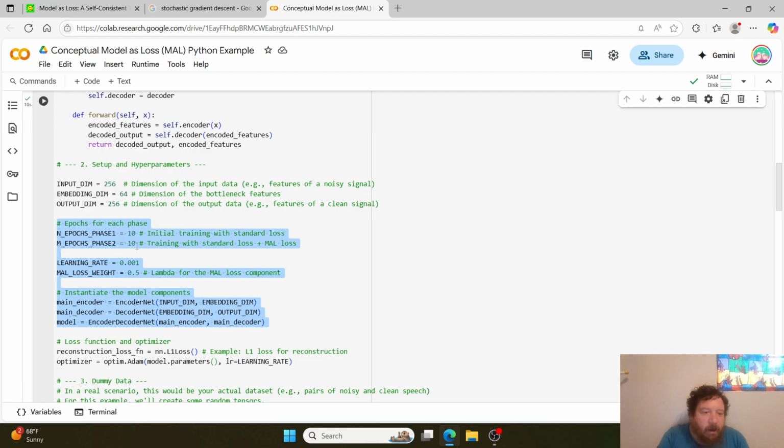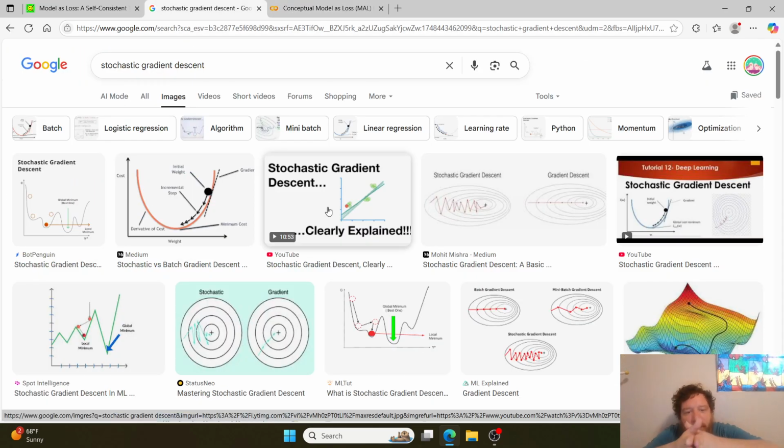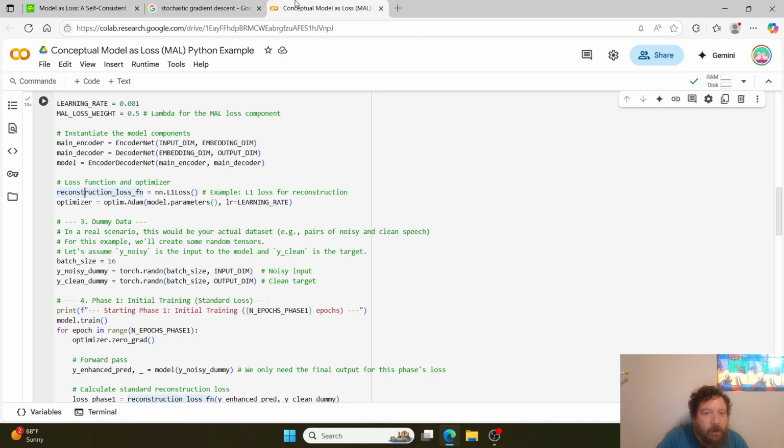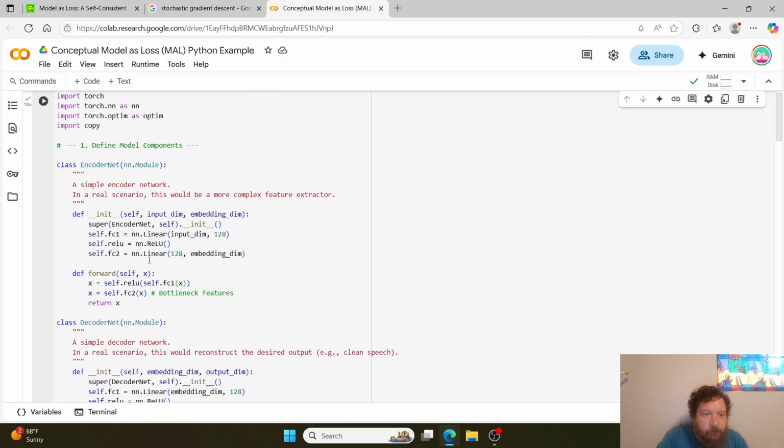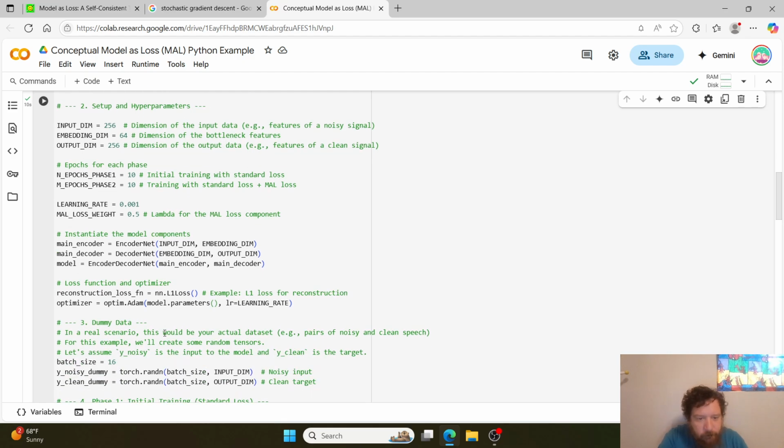So: number of epochs, learning rate, then I instantiate the model, the loss function and the optimizer, which is important within this. This is all based off of the loss function. So stochastic gradient descent, nothing changes within this. What happens is that this process stays the same. I'm just moving it inside of the encoder, so that this is being trained via this, and that's all that's going on here. It's not more complicated than that.